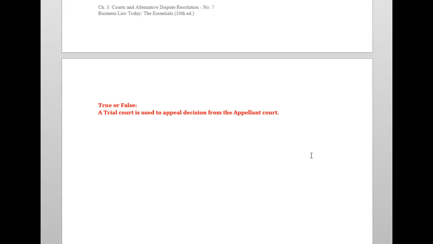Now, here's another question. True or false? A trial court is used to appeal decisions from the appellate court. Is that true or is that false?